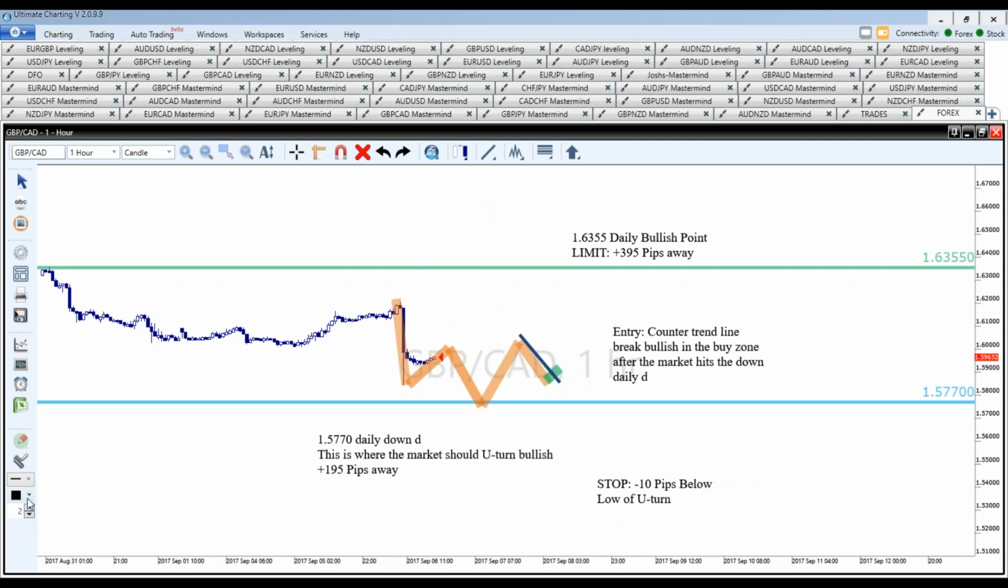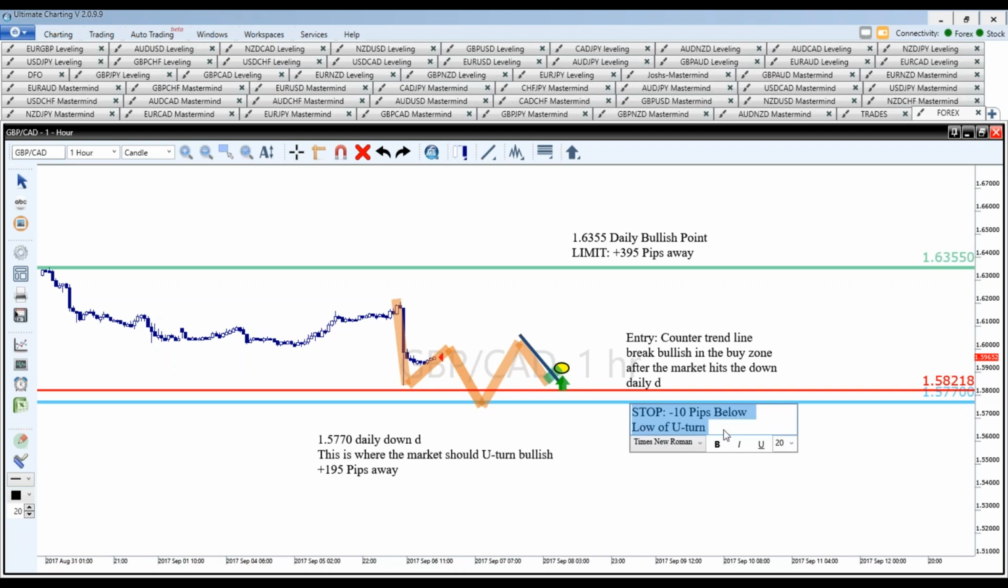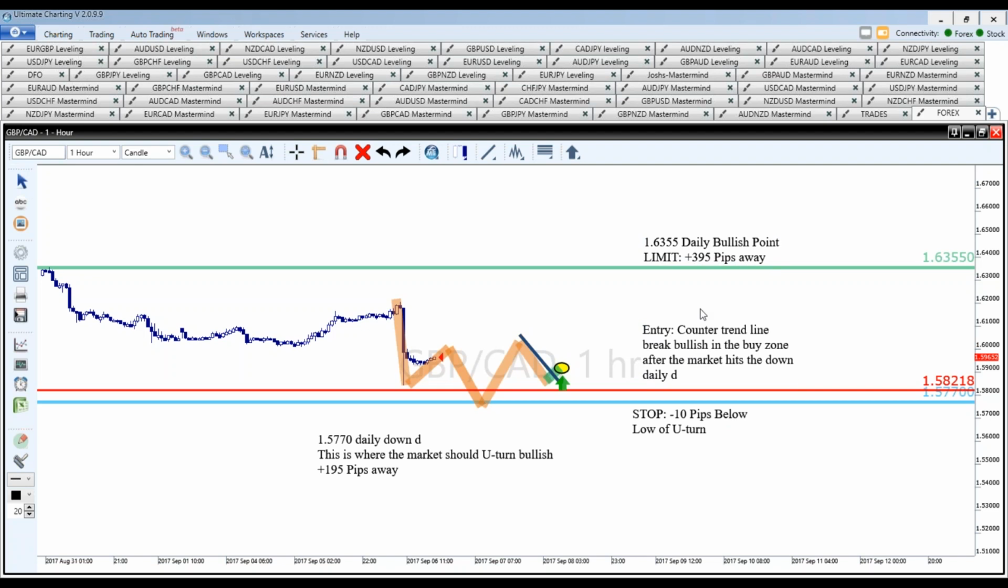We'll bring in the stop 10 pips below the low U-turn, 36.26, okay? And we're going to have our limit to be 395 pips. So your expectation of your risk in this scenario is going to be right around 100 pips. Your reward will be right around 400 pips. So it's a 1 to 4 risk versus reward.